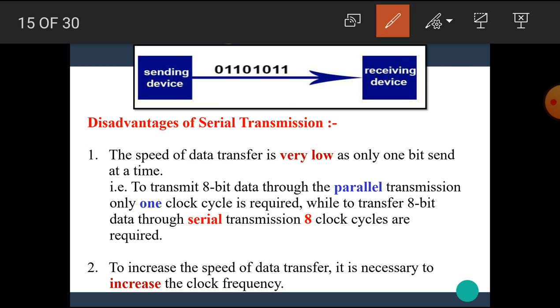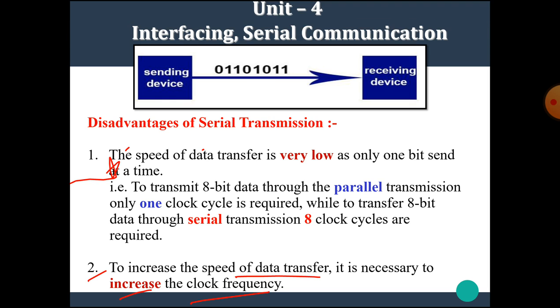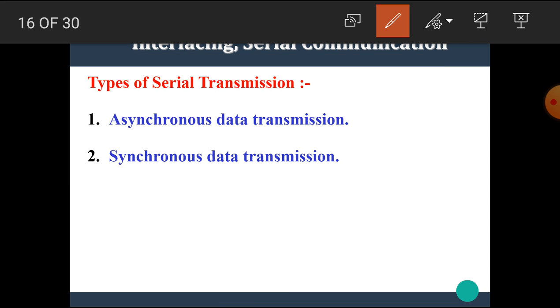But in case of serial data communication, only a single wire is used. Hence, for 8-bit data transmission, we use 8 clock cycles. That means the transmission speed is very low. This is the main disadvantage of serial data transmission. The second disadvantage is that to increase the speed of data transfer, it is necessary to increase the clock frequency. Now let's see the types of serial data transmission.